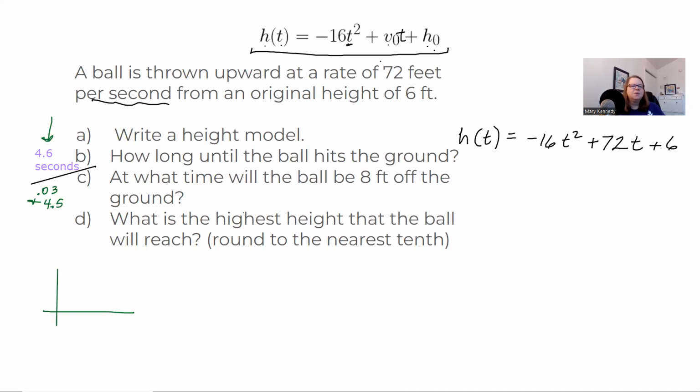Okay. So generally, the ball starts 6 feet off the ground, it says that here, and we throw it up into the air and then it hits the ground at some point. We found that that's going to be at about 4.6 seconds. We also know when it's going to be 8 feet off the ground at 2 points in time, here and here, roughly. And so now the question is, what's the highest height?